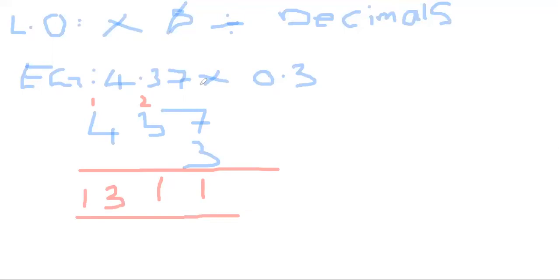Remember, we had some points. So you come and write 1311. Then you count how many decimal places you have here. You have 1, you have 2, you have 3. So you put the point there. Okay, just as simple as that.